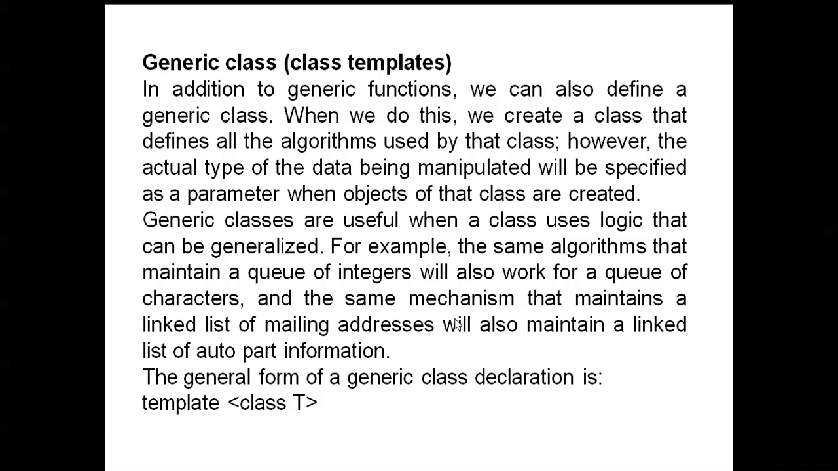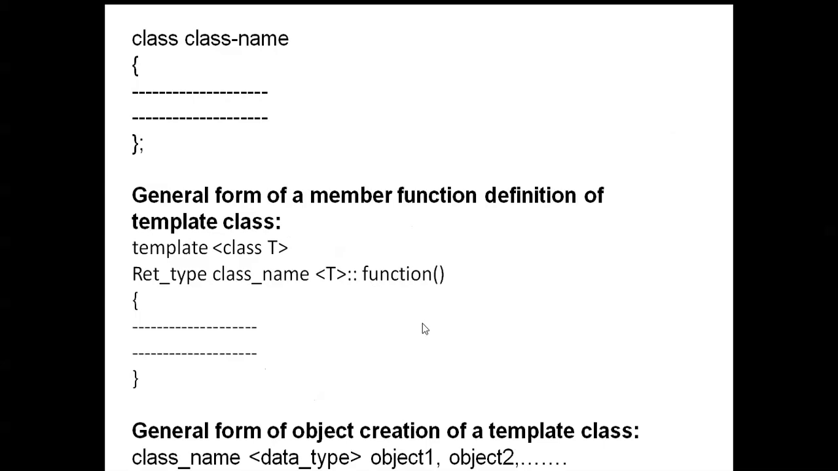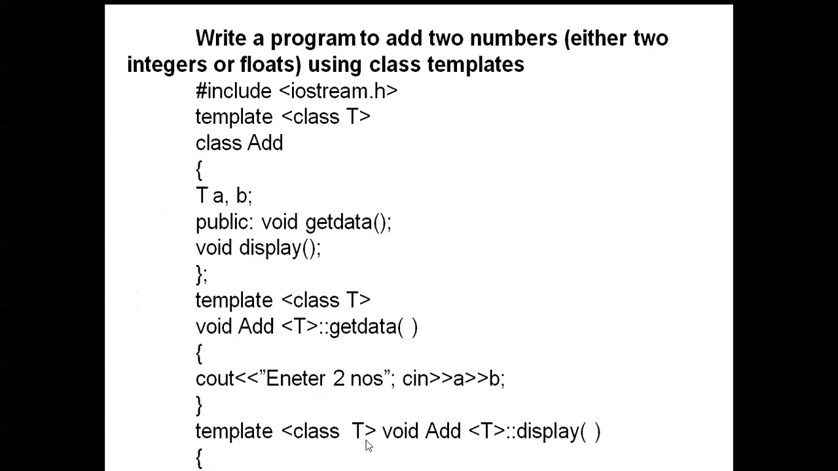Here you can see the class name, opening braces and closing braces, and semicolon, which is the general form of a member function defined for template classes. Also the general form of object creation of templates. Next, a program for addition of two numbers you can see here.